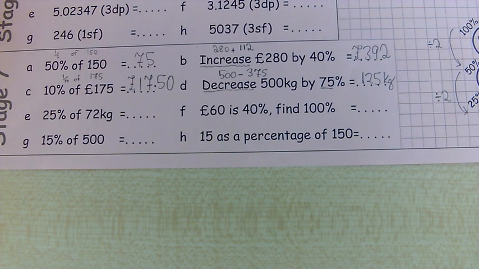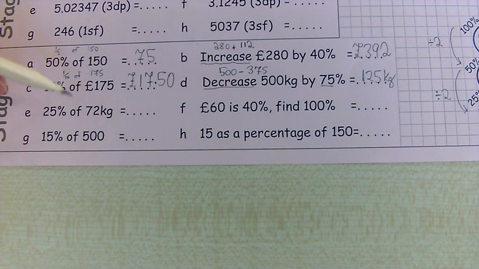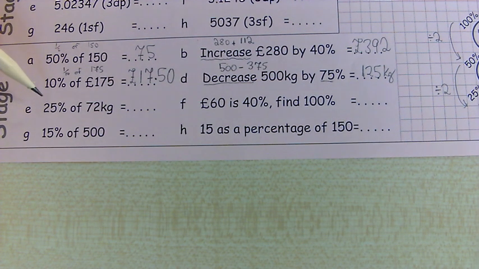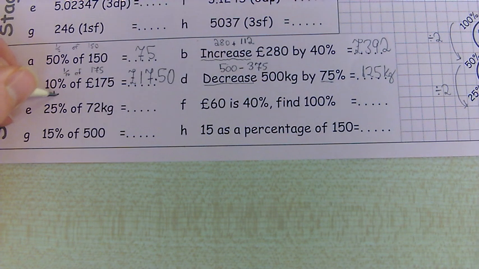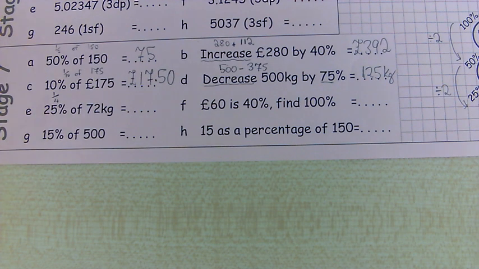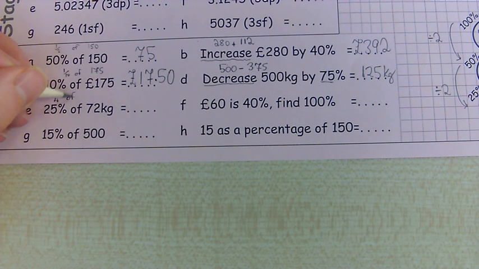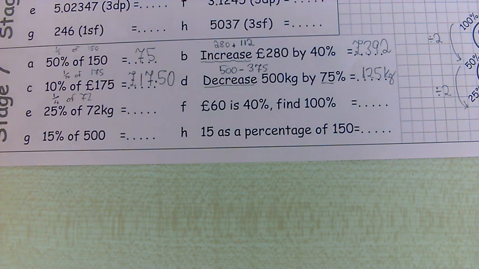For our next question, it is 25% of 72 kg. 25%, again, it's a nice easy percent to work with. Up here we had 50%, we said it's a half. Well, 25% is half of that. And half of a half is a quarter. So that's the same as doing a quarter of 72.